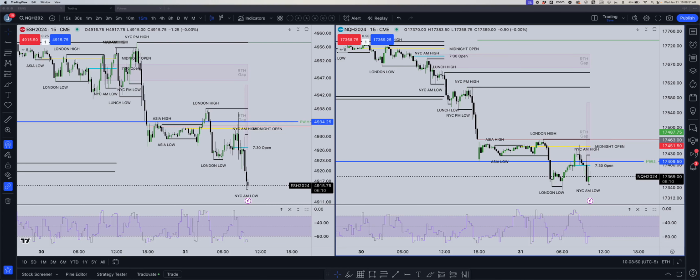Good morning. If you look at my charts, you will see that it looks a bit different. I'll go into it a little later, but let's get into the analysis today.